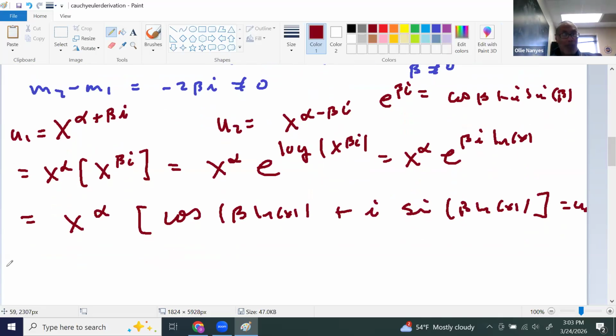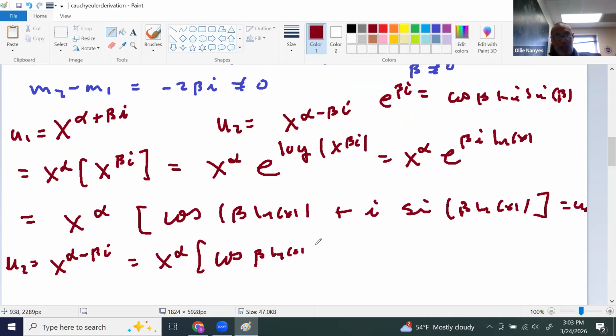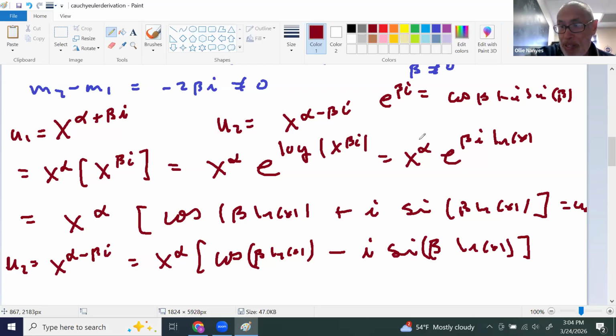Now our u2, which is x to the alpha minus beta i, well, that could be x to the alpha, and I'm just going to skip doing this again. You just replace beta by minus beta, and because sine is odd, you get this. Because sine of minus x is minus sine of x, and cosine of minus x is cosine of x. So we have these two things here.